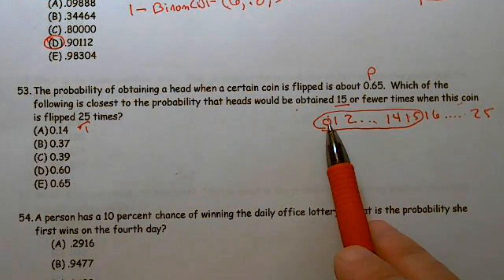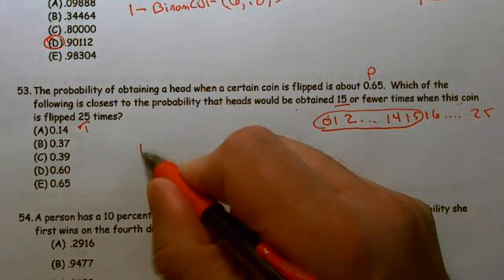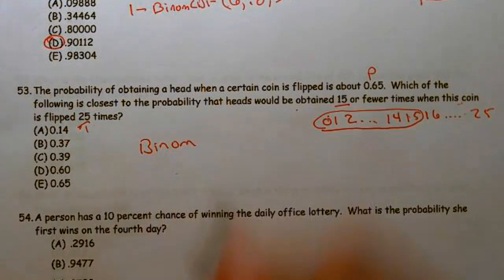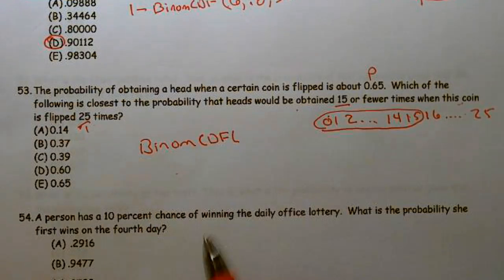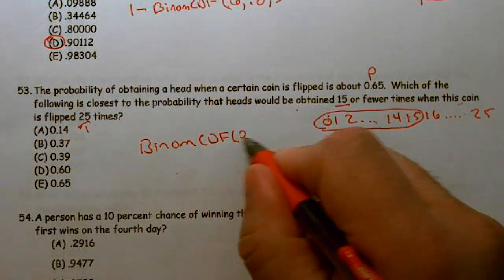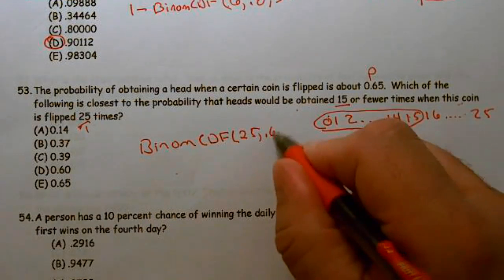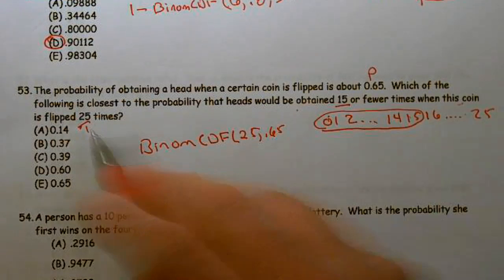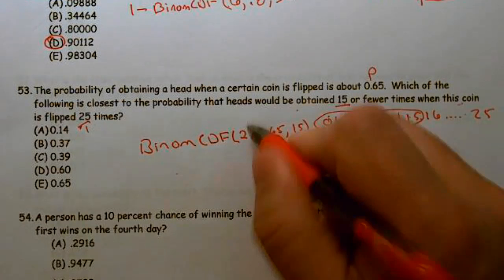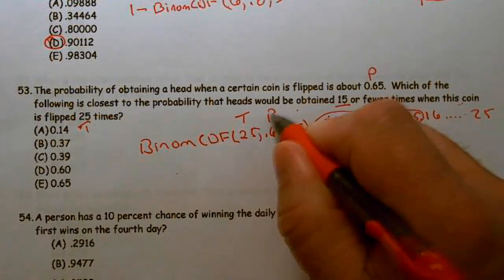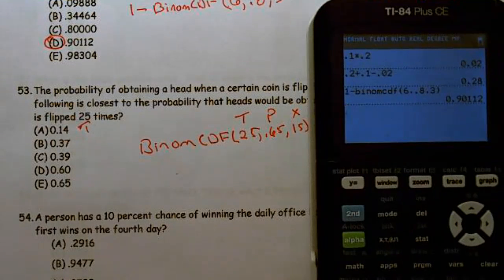Notice I circled 0. If I circle 0, then I'm not going to have to do a 1 minus. So this is going to be a binom, but I do have multiple values circled, so this makes it a CDF. The trials in this case are 25. The probability, 0.65. And the X value in this case is 15. That's the highest value we want. So trials, probability, X. So I should be able to just plug that in as a binomial CDF and not do very much with it.